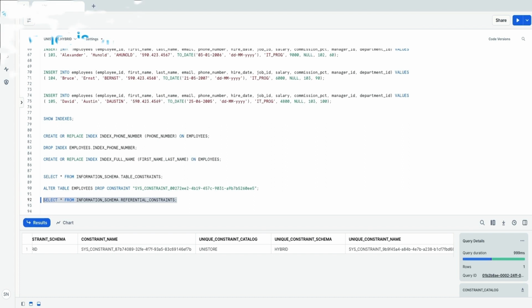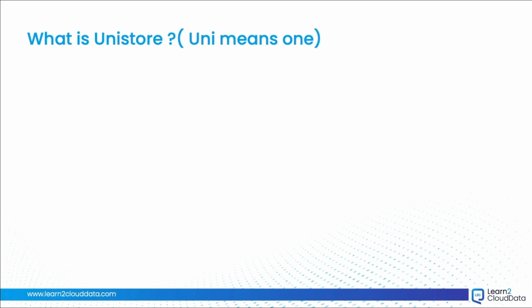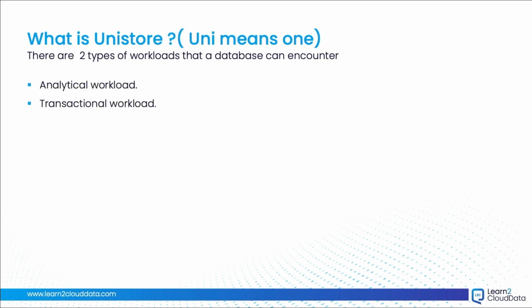What is Unistore? The word uni means one. Unistore means one store. This will make more sense later in the video. There are two types of workloads a database can encounter. It can encounter an analytical workload, which can be thought of as a data warehousing type of workload with facts and dimensions, or transactional workloads, which would be the banking application we discussed with the ATM cash withdrawal example.